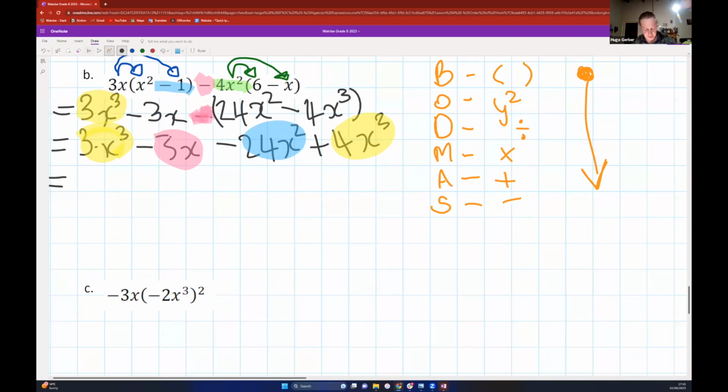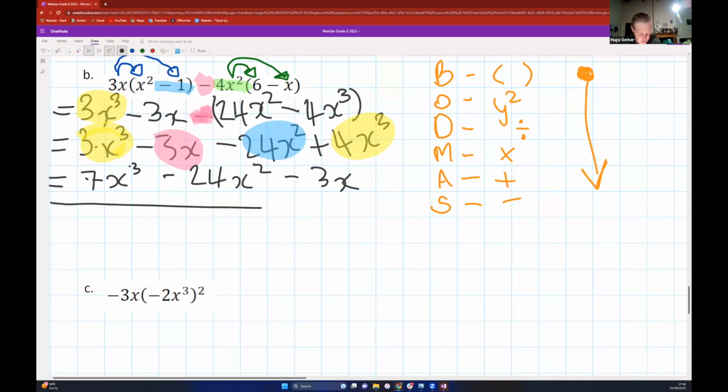4x cubed plus 3x cubed is going to give us 7x cubed, minus 24x squared. I'm just changing the order here. Minus 3x. Okay, so now we have the orders from big to small. Anything unclear about what I did here? This is my final answer. I will be taking questions now.